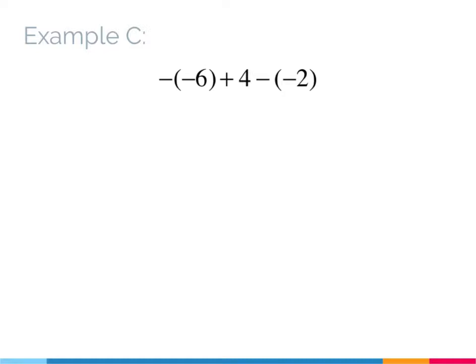So here we are at example C. I've got -6 plus 4 minus 2. Wow, that's very confusing. We've got a lot of signs in there. We've probably got some double signs we're going to have to clear up as we go along.